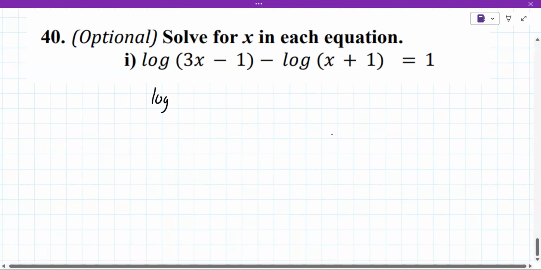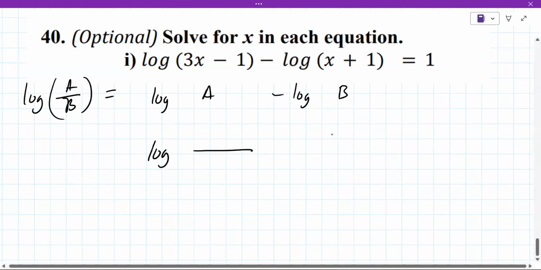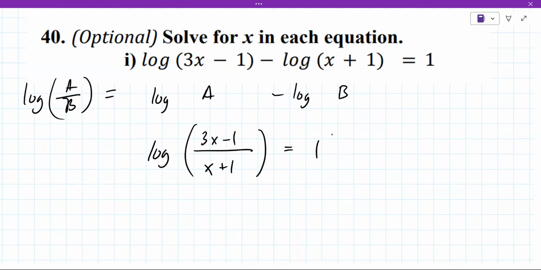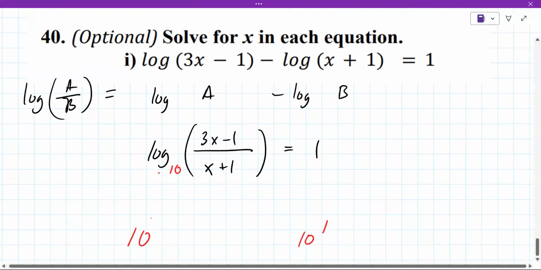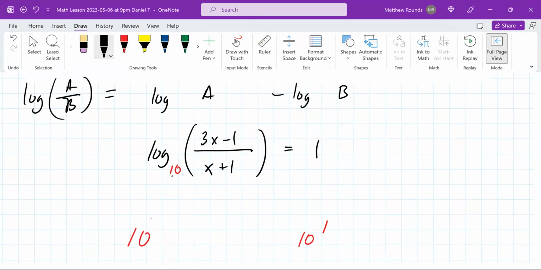So you got a log of a minus a log of b. This becomes log of a over b, like this. So it's log of 3x minus 1 over x plus 1 equals 1. So we're just manipulating the left-hand side. The difference becomes a quotient. Okay, now we have to undo the log. So it's really log base 10, even though it's not written. If it's not written, it's base 10. The way to undo the log is to use that base on both sides of the equation.